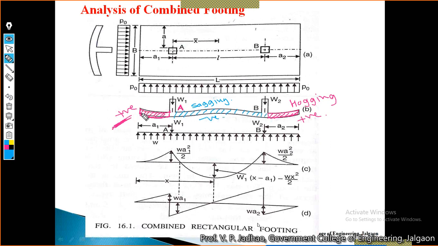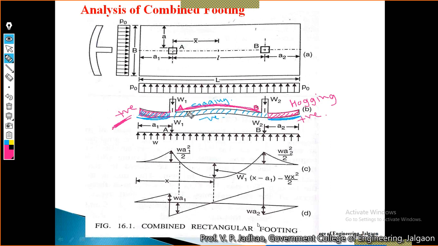So for this positive bending moment portion, the positive steel reinforcement, that is the main steel reinforcement, will be provided in the bottom face. Again, the steel reinforcement will be provided in the bottom face. Whereas in this central portion between column A and B, the main steel reinforcement will be provided at the top face.